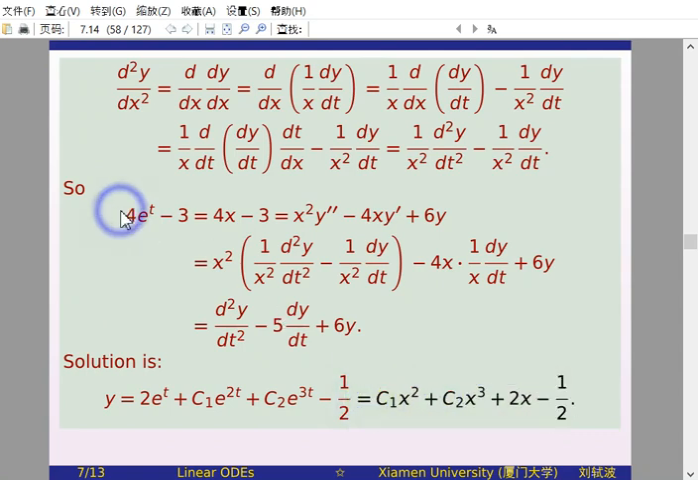You can also replace the right hand side by 0 and consider the homogeneous equation. Then the general solution of the homogeneous equation is C1 e^(2t) plus C2 e^(3t). Then, replacing t, that is C1 x squared plus C2 x cubed. Then you add the particular solution of the non-homogeneous equation, that is 2x minus a half, which we obtained previously, to get the general solution of the original non-homogeneous equation. Okay.